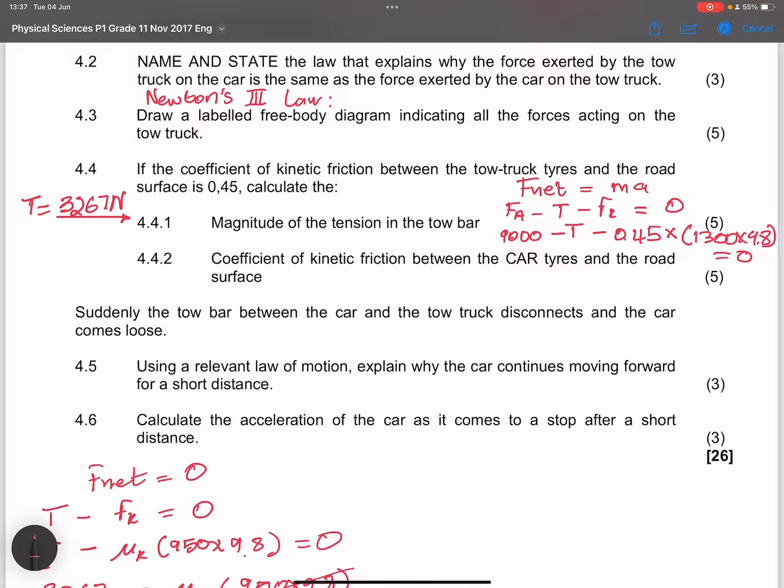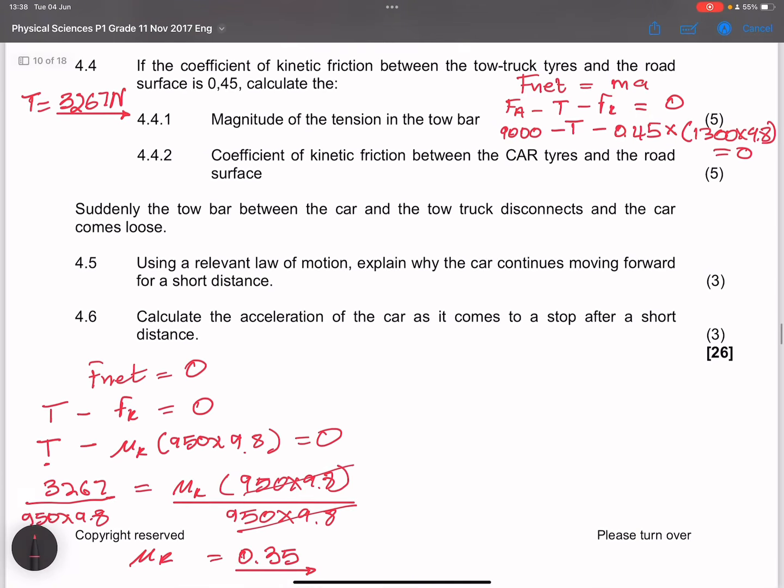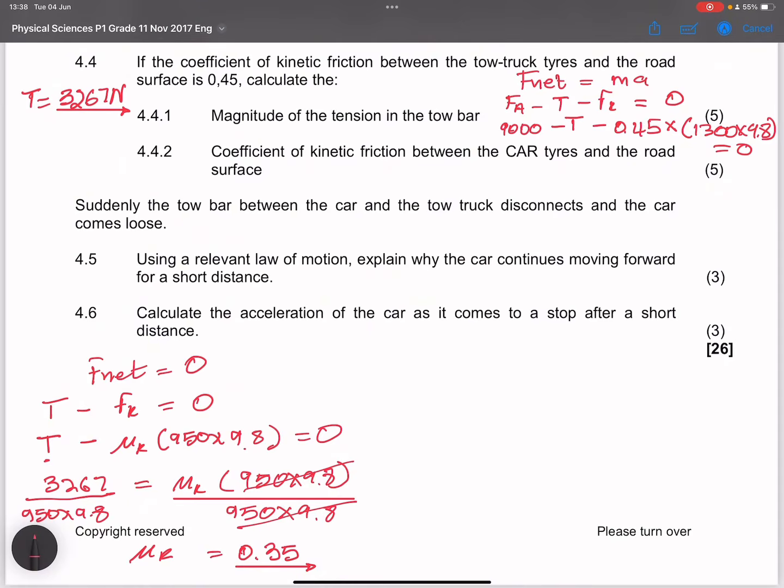They say calculate the acceleration of the car as it comes to a stop after a short distance. Now remember which force is acting on the car. It will be the frictional force. We found out what the coefficient of the car is, so now we're looking for the acceleration. We're going to say F net is equal to ma. The only force acting on the car now is the frictional force, that's coefficient multiplied by the normal force, and this is equal to ma.